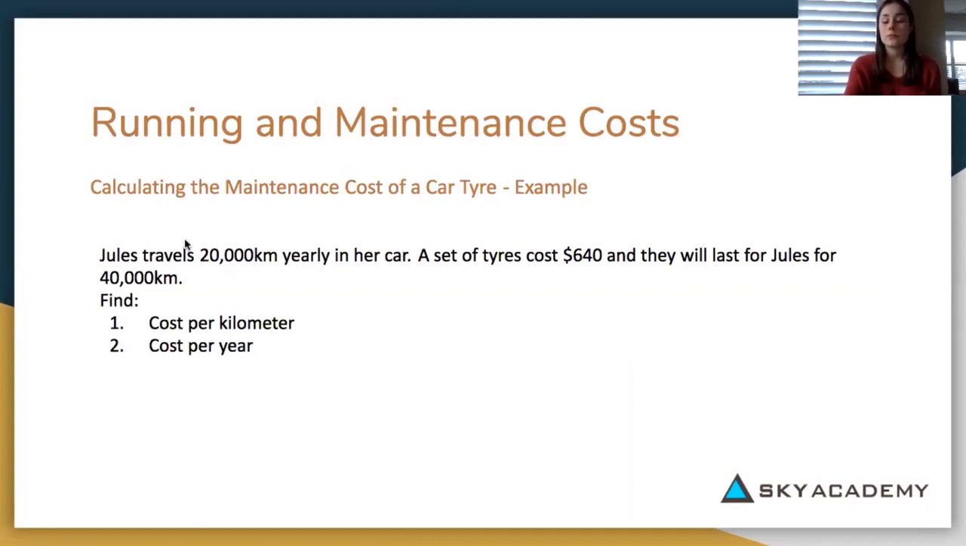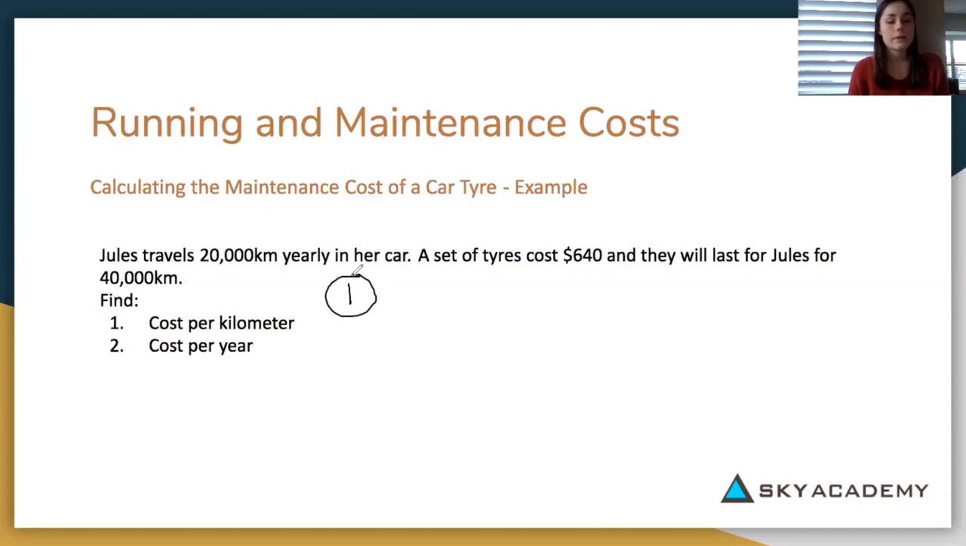Jules travels 20,000 kilometers yearly in her car. A set of tires costs $640 and they will last Jules for 40,000 kilometers. Find the cost per kilometer, then find the cost per year. So let's do step 1 first.